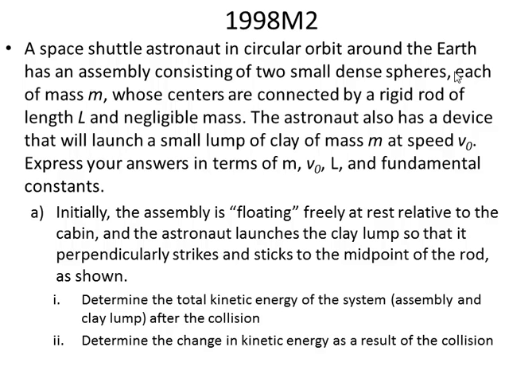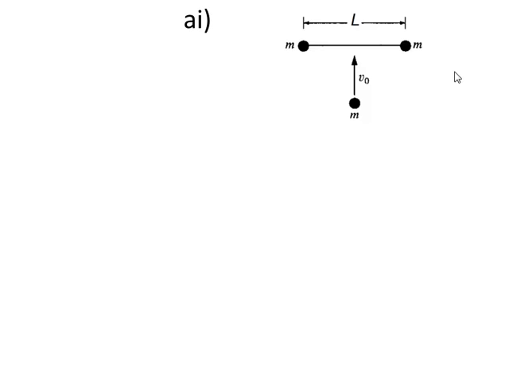The first part of the problem asks us to determine the total kinetic energy of the system after the collision. The fact that this diagram is given to us and the fact that the problem says collision indicates to me that this is going to be a conservation of momentum problem. Since this clay blob hits the assembly in its midpoint, that indicates to me that it will not rotate, so it will be linear momentum. So the initial momentum of the system will equal the final momentum of the system.